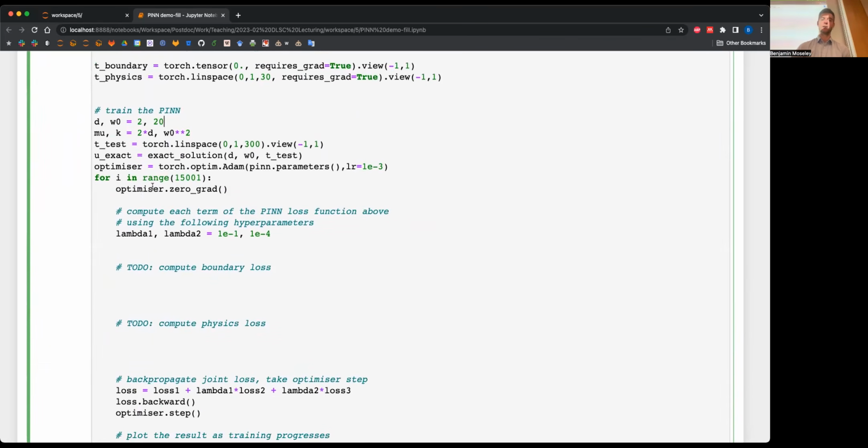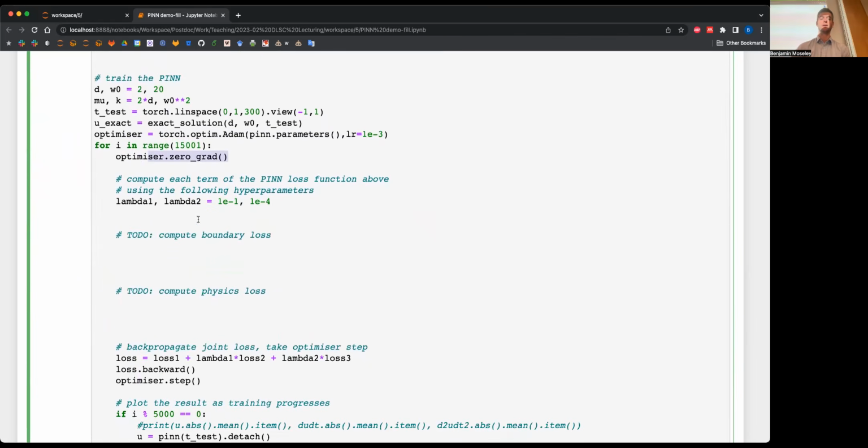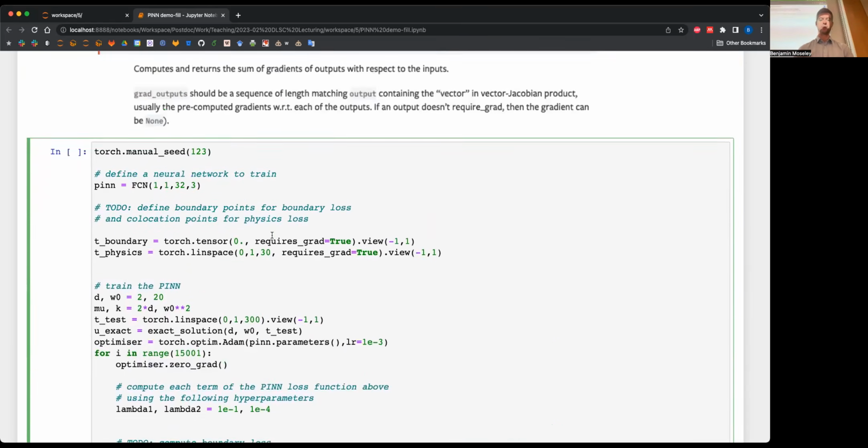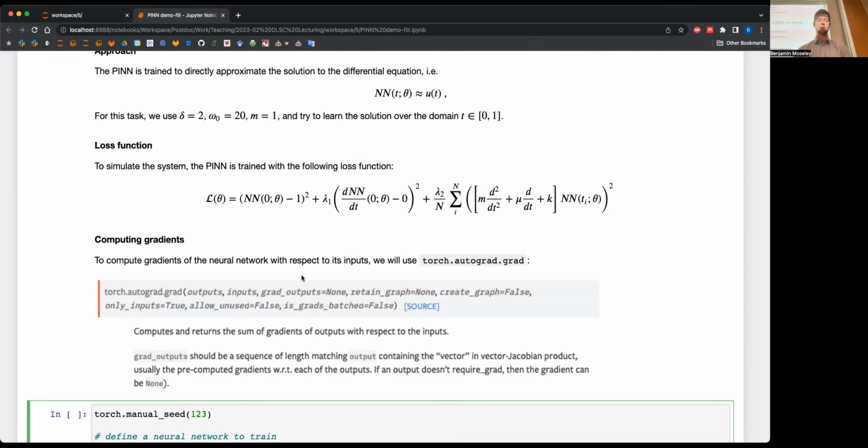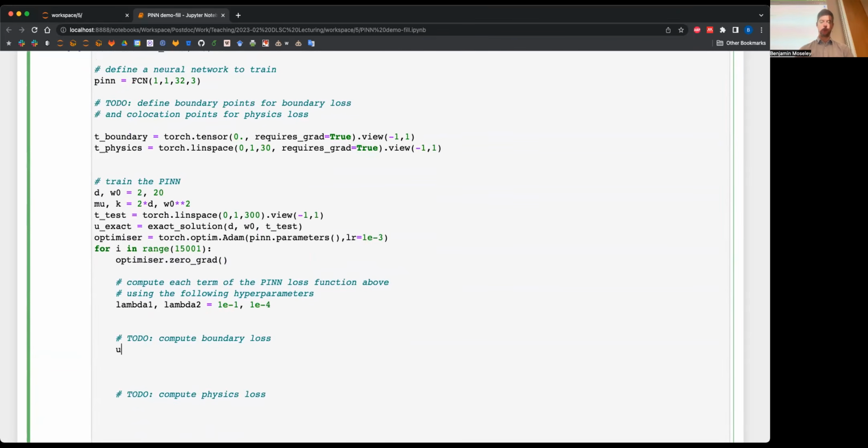Then we're going to set up our optimizer. This is standard PyTorch stuff: make sure the gradients are 0 to start with. Then we need to compute our boundary loss and then our physics loss. These are the next 2 steps. Okay, so what's the boundary loss? We have 2 terms. The first one is very simple. We just want to make sure the neural network of 0 is close to 1. So we do u is the PINN as a function of the boundary point, like this.